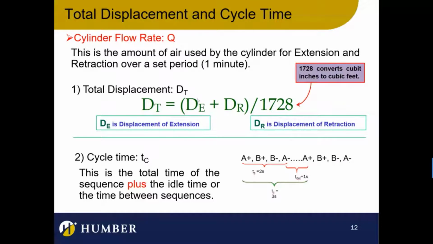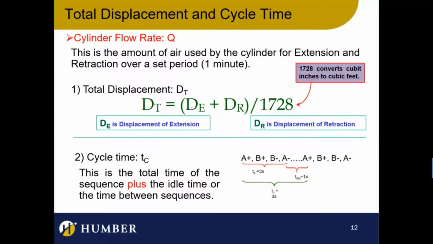Essentially, what's going to happen is that we take this value, which is in cubic inches, and that's the total displacement of a cylinder in extension and retraction. And if we divide it by this, it turns it into cubic feet. Okay, well, that makes a lot of sense. Just hold on to this thought.